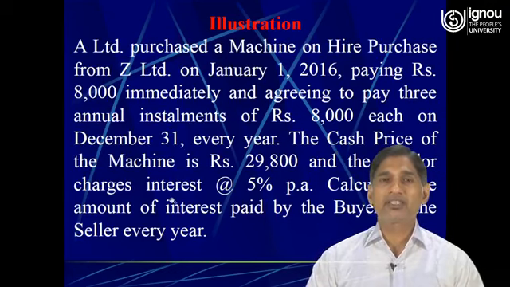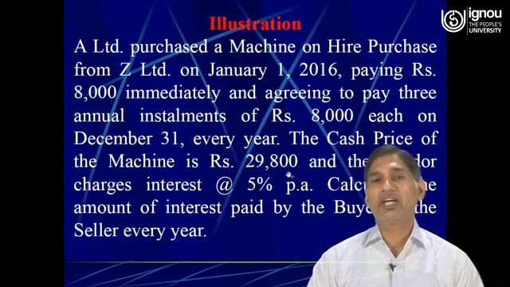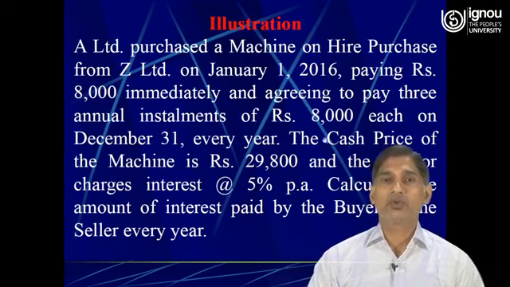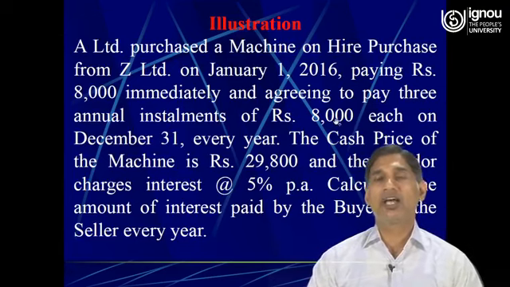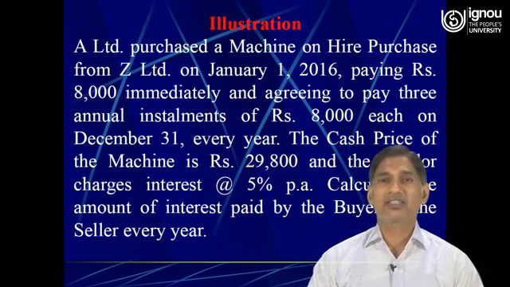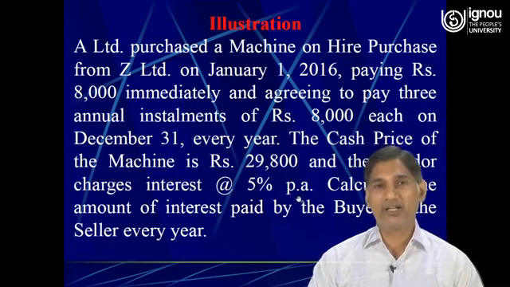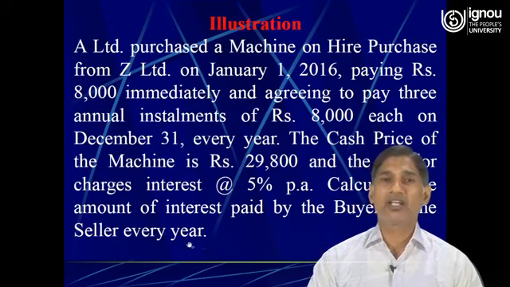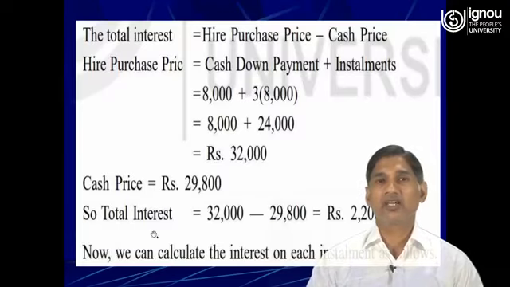The cash price of the machine is 29,800. So, 32,000 was the hire purchase price and 29,800 is the cash price of the machine. So, this difference, that is 2,200, is the interest, and the vendor charges interest at the rate of 5% per annum. Calculate the amount of interest paid by the buyer to the seller every year. So, let us see how the interest is calculated.